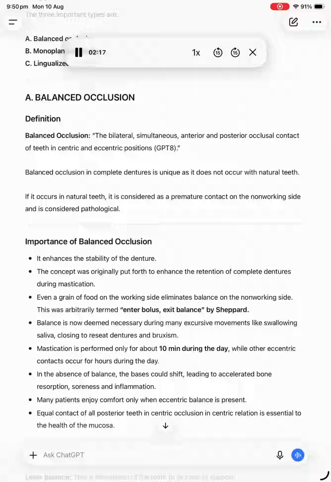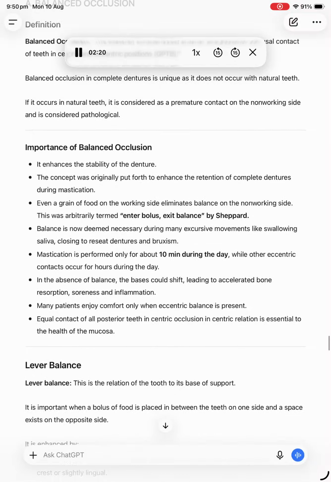Importance of balanced occlusion: it enhances the stability of the denture. The concept was originally put forth to enhance the retention of complete dentures during mastication. Even a grain of food on the working side eliminates balance on the non-working side. This was arbitrarily termed "enter bolus, exit balance" by Shepard. Balance is now deemed necessary during many excursive movements like swallowing saliva, closing to reseat dentures, and bruxism.